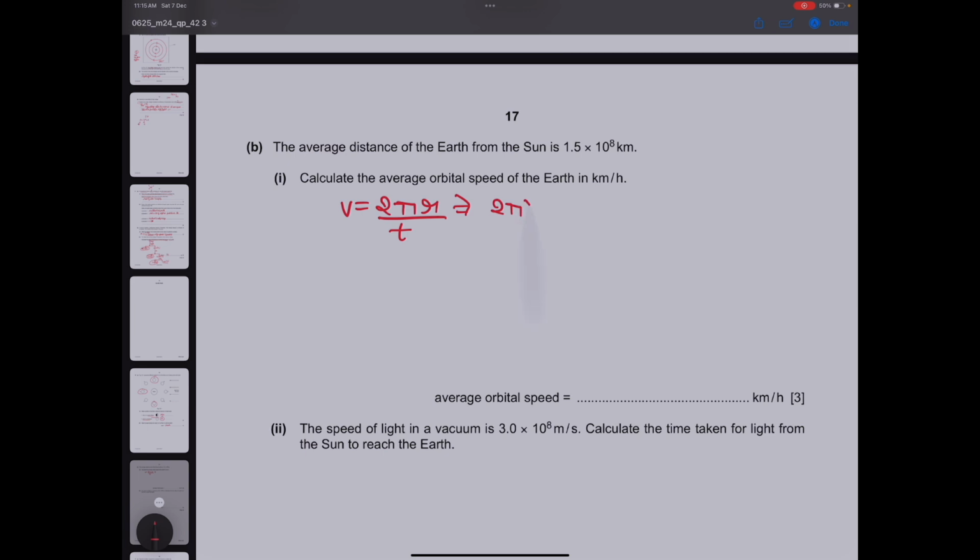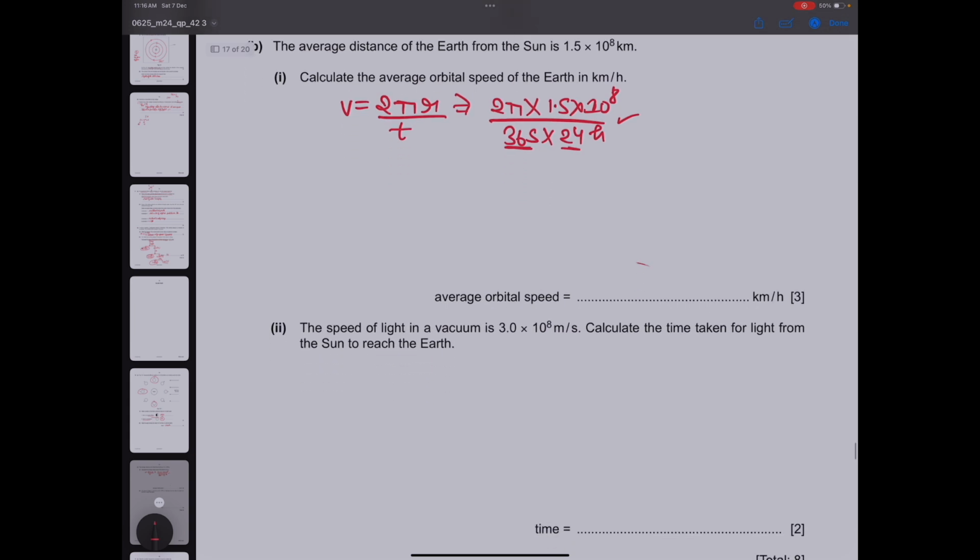2 pi r will be 1.5 into 10 to the power 8 kilometers. Time you should take in hours only. And in 1 year, the time is 365 into 24 hours, right? 365 days, each day has 24 hours. When you solve this, you'll get the answer to be nearly... wait, not 500 seconds. This is average orbital speed. So the answer will come out to be 11,000. You just need to put it in the calculator. Your answer will come out to be this.